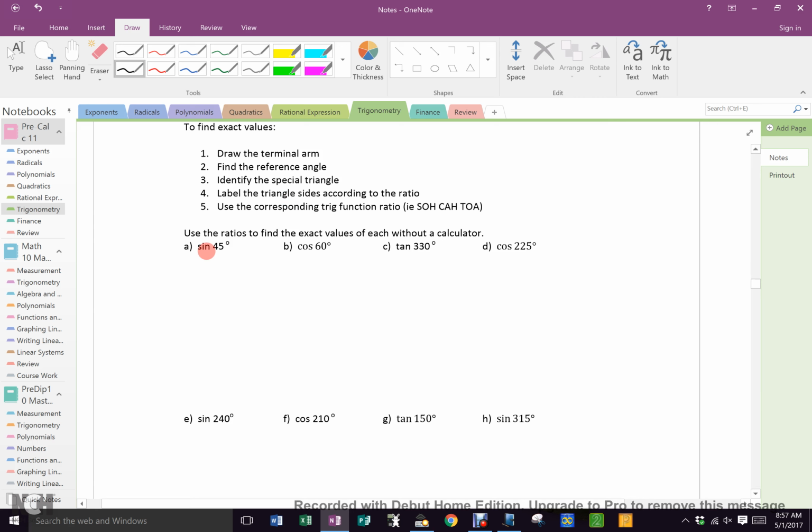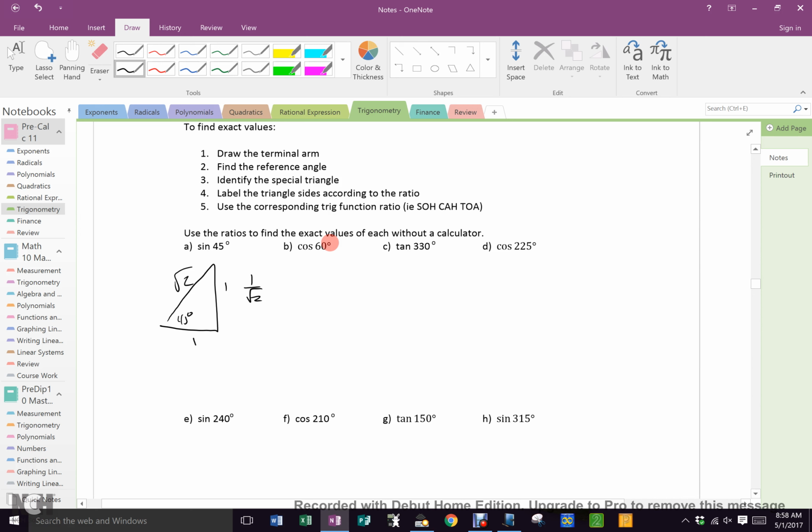Sine of 45, yeah? Okay, so no calculator. We already know it. That's 1 over root 2. So the sine of 45 is 1 over root 2. We already know how to do it. Right? Cos of 60. Now here, the 45, 45, 90 isn't too difficult. The 60 is. Right? Because it can be drawn in two different ways, can't it?